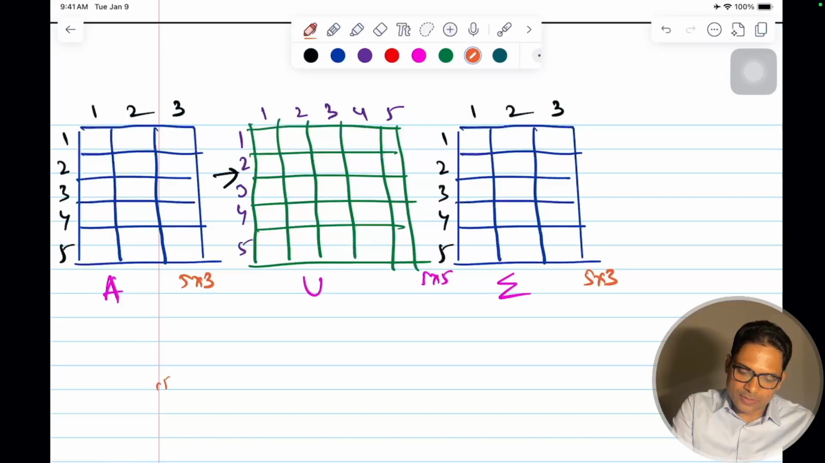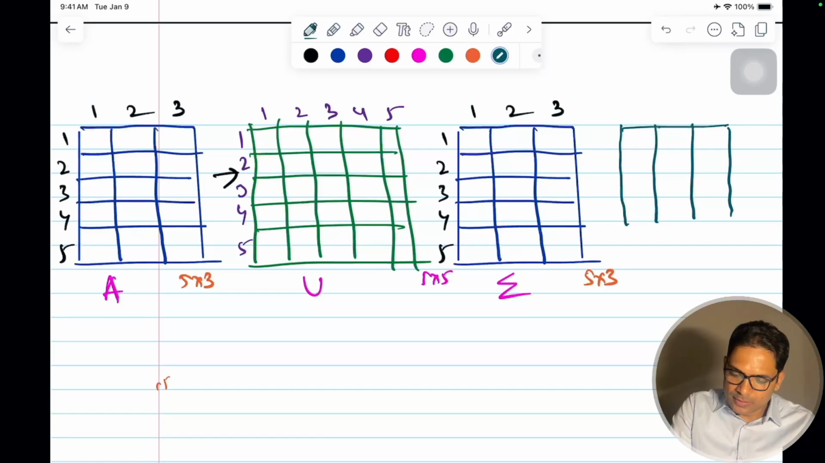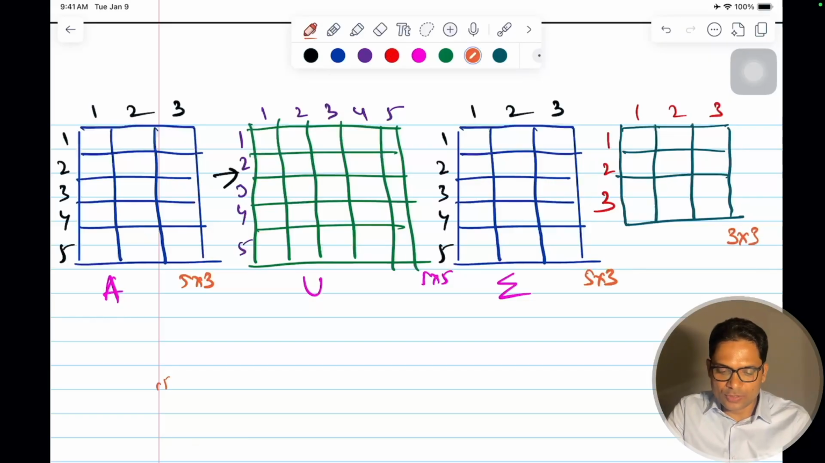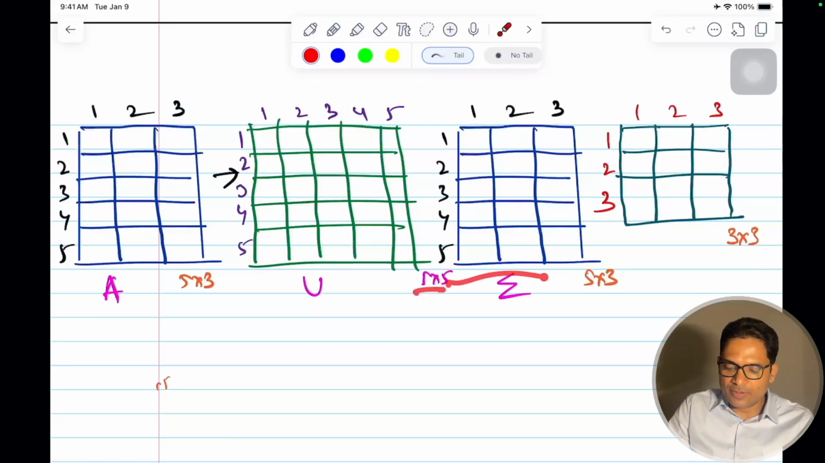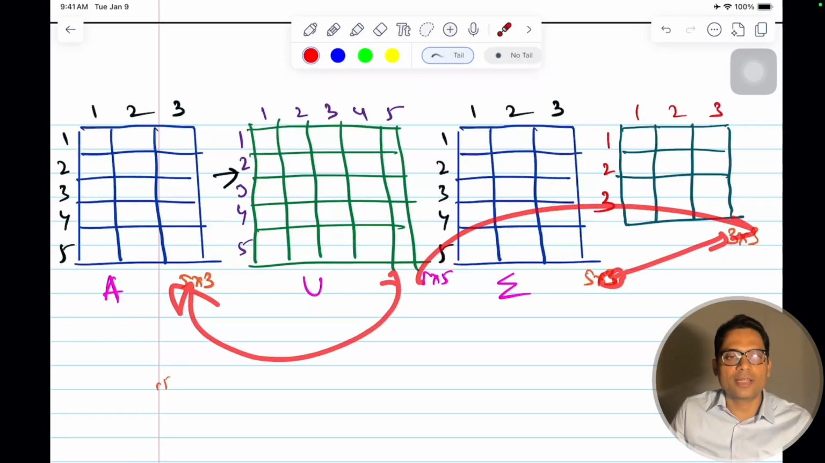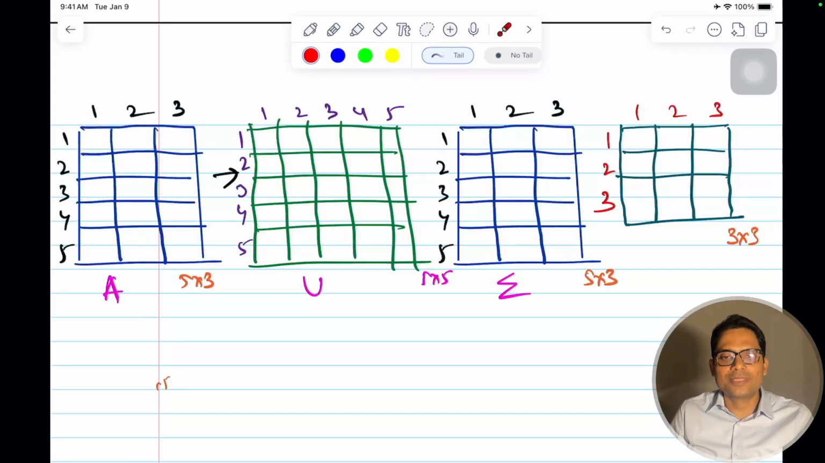Let me make it this color. This will be 1 2 3, 1 2 3. So this will be a 3 cross 3 matrix, because now this will hold. So 5 cross 5 multiplied by 5 cross 3 will give me a 5 cross 3 matrix. Then I'll multiply this with 3 cross 3, and this and this will match. So finally I'll get a 5 cross 3 matrix, which is my A. I hope this picture makes sense.